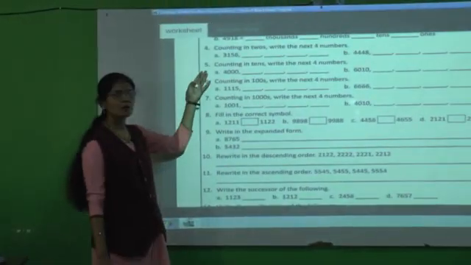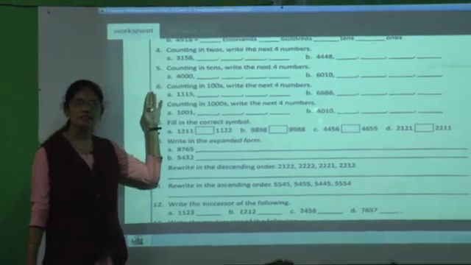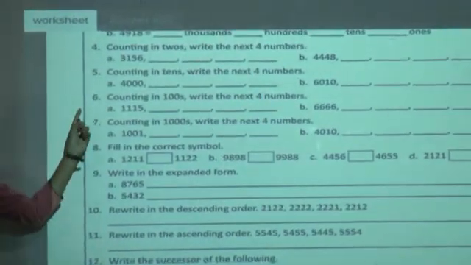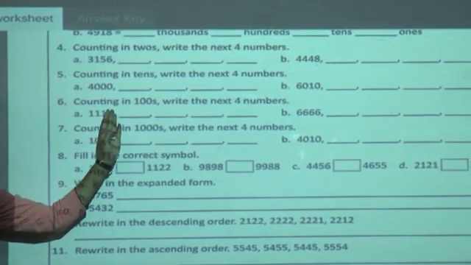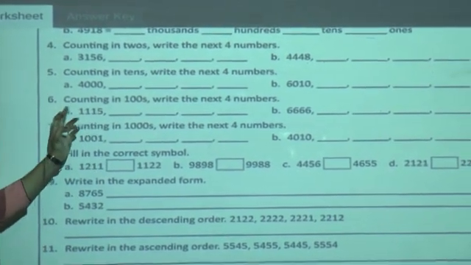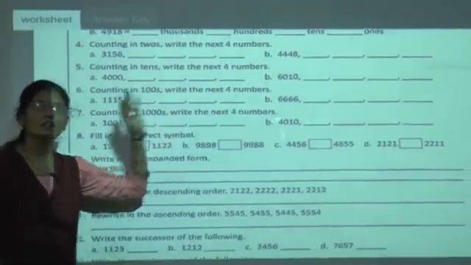Now see here, look at the board. In the previous session, we have seen question number 1 to 5. So now today, I am going to start question number 6. Can you see this? See the question number 6. I will read the question. You also read in your mind. Counting in hundreds. Write the next 4 numbers.